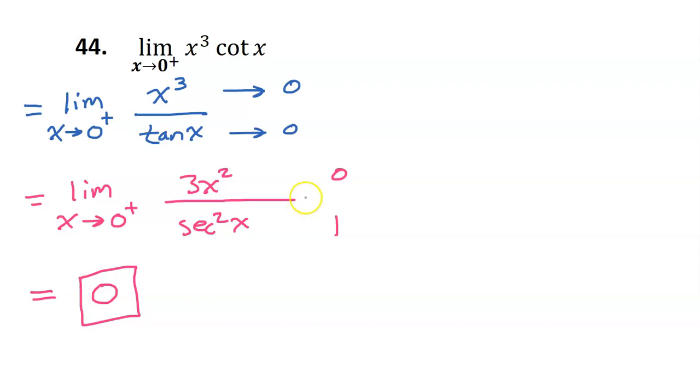Since we're getting an actual value that is defined, I can use an actual equal sign. So the limit equals 0 over 1, which equals 0. By the way, at the beginning, when I dropped the cotangent down to the denominator and made it tangent so I could use L'Hopital's rule, I actually had a choice.